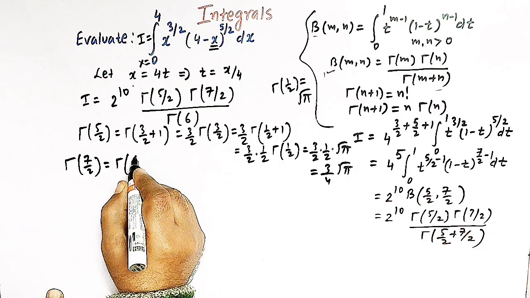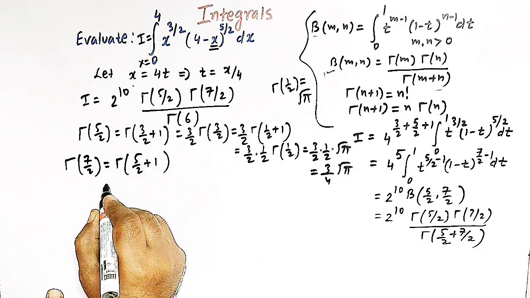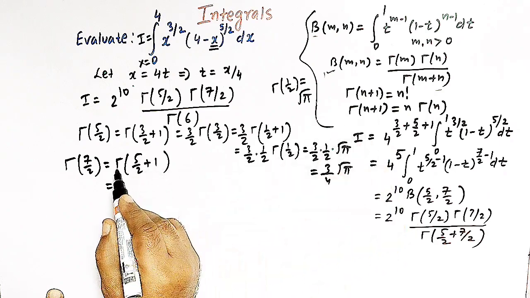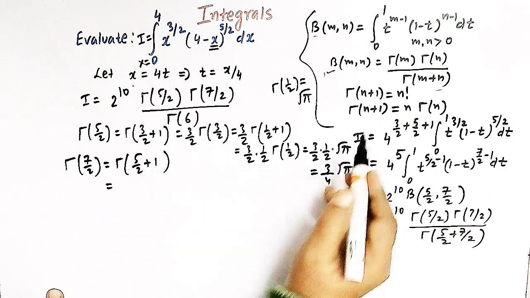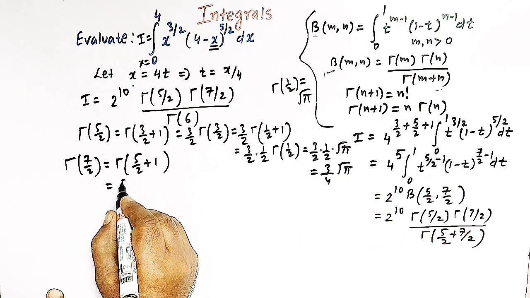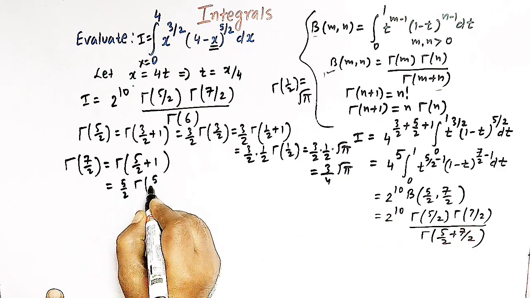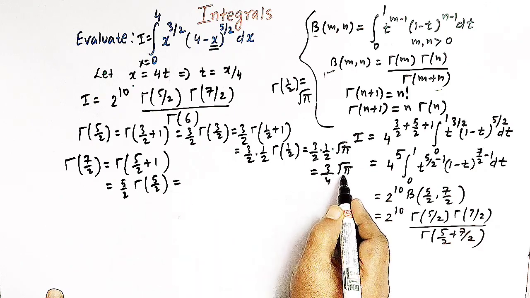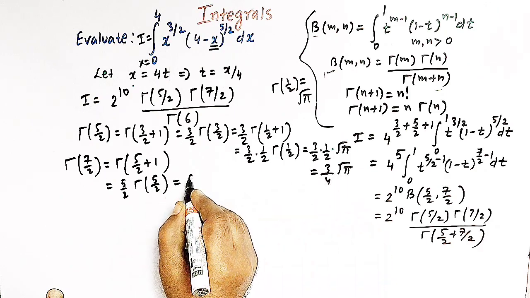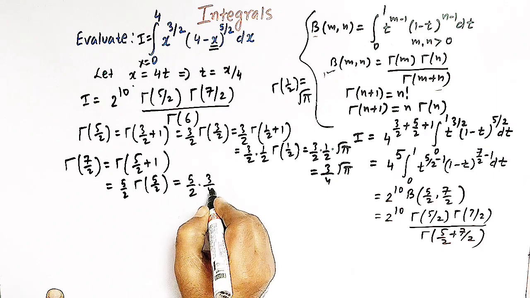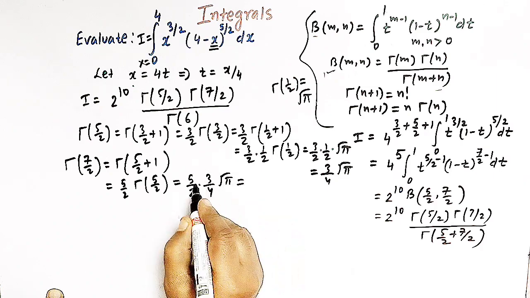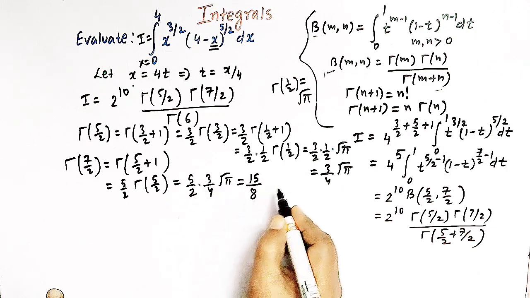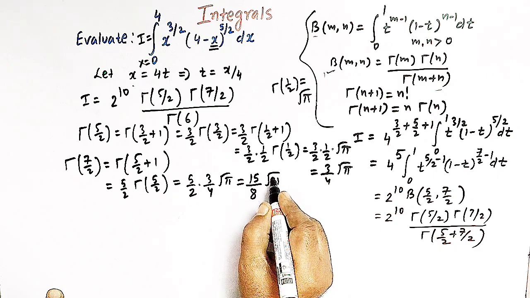And similar is the case with gamma 7 over 2. This can be written as gamma of 5 by 2 plus 1. So again applying this result to gamma of 5 by 2 plus 1, n is 5 by 2, so we can write 5 by 2 gamma 5 over 2, and gamma 5 over 2 is given by 3 by 4 times square root of pi. So here we have 5 by 2 times 3 by 4 root pi. So this is 5 times 3 is 15 over 8, and here we have root pi.